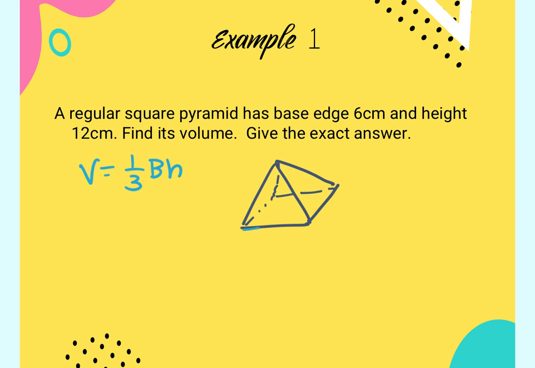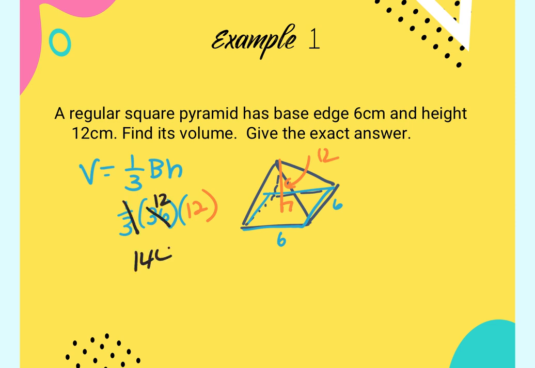The area of the base this time is a square. 6 and 6, so it'd be 36. Good, Santi. 36. And then the height is 12. So 1/3 of 36 is actually 12, and 12 times 12 is 144 centimeters cubed.